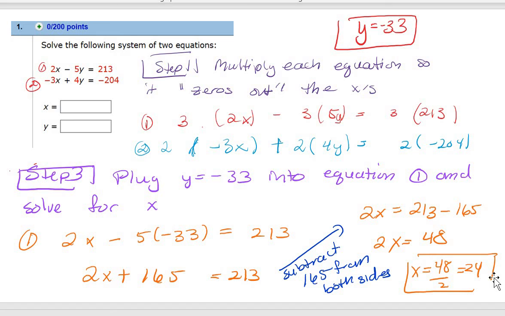I get 24. And the last thing, once I have the answer, I put x into the x box, y into the y box. That's what I get.